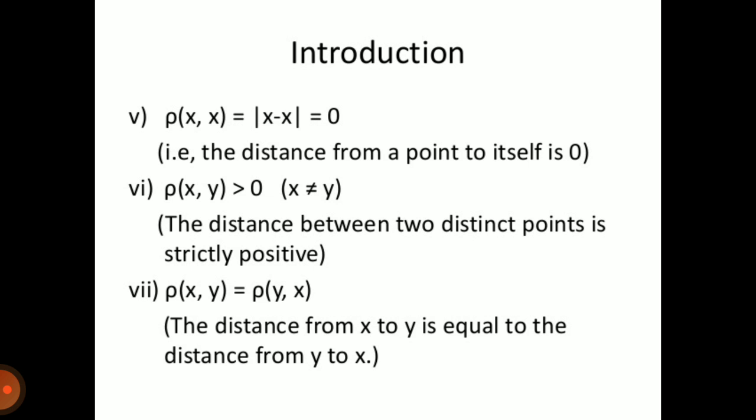The next property is rho of (x, y) is greater than 0 whenever x is not equal to y. So the distance between x and y is positive whenever x is not equal to y, and the distance between two distinct points is strictly positive. Now the other property: rho of (x, y) is equal to rho of (y, x). That is, the distance from x to y is equal to the distance from y to x. This is called symmetricity.